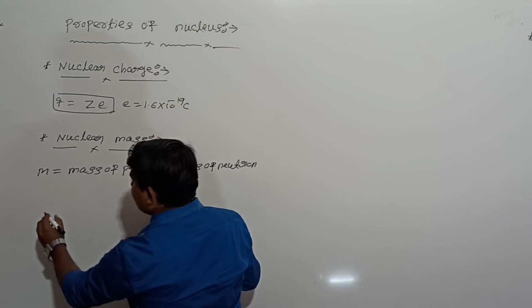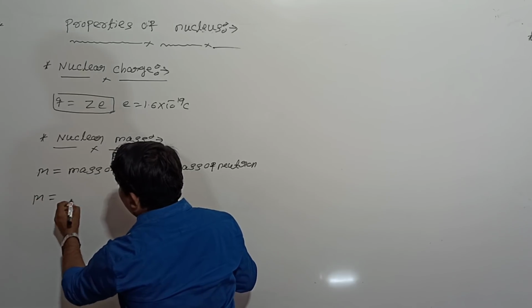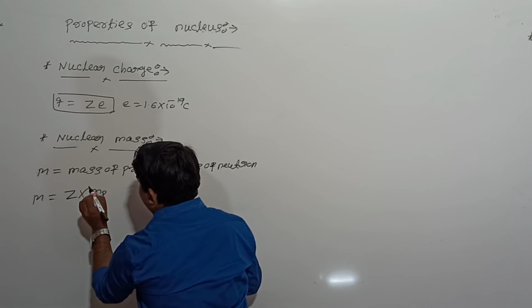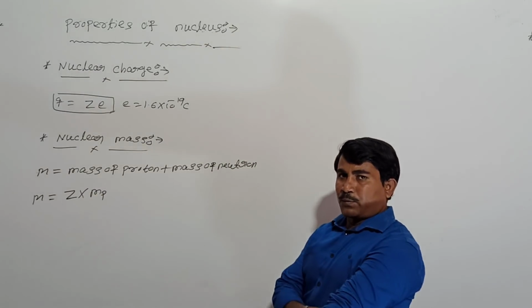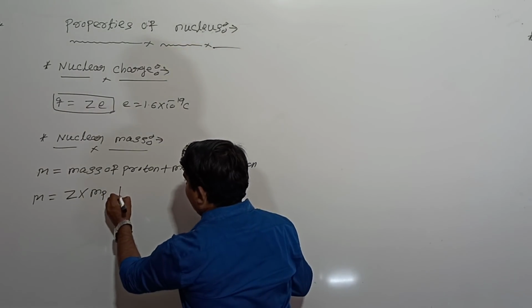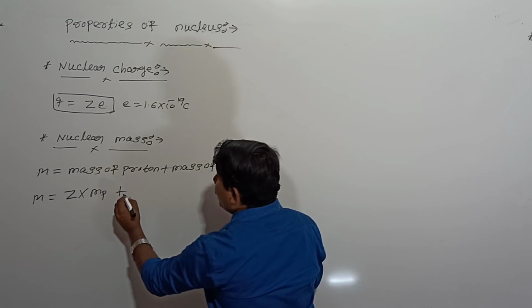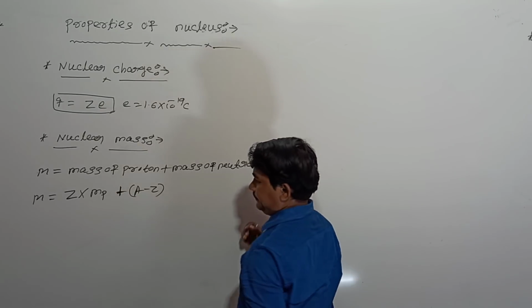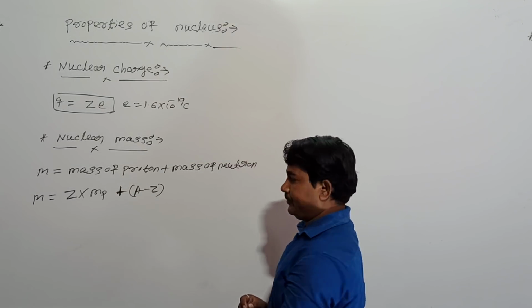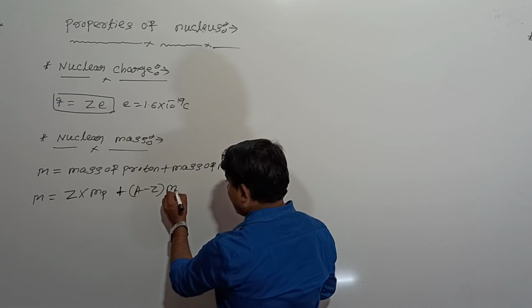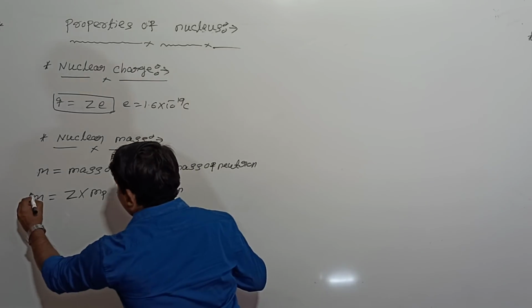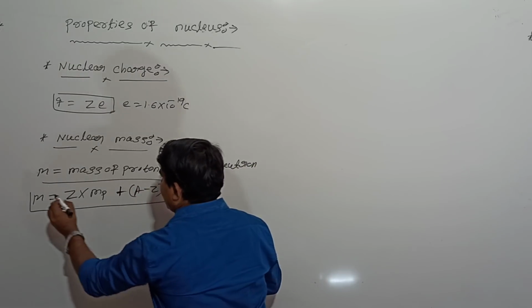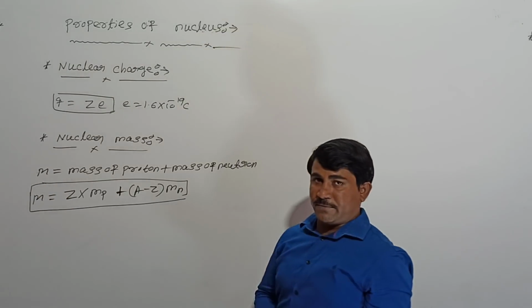Then, how to represent mass of the proton? Mass of the proton can be represented as number of protons into mass of proton, plus mass of neutron. How to represent number of neutrons? Neutron number can be represented as A minus Z, already we know in the last video, into mass of neutron. This is what? Nuclear mass. That is the sum of the masses of protons and neutrons in the nucleus. That we are calling nuclear mass.